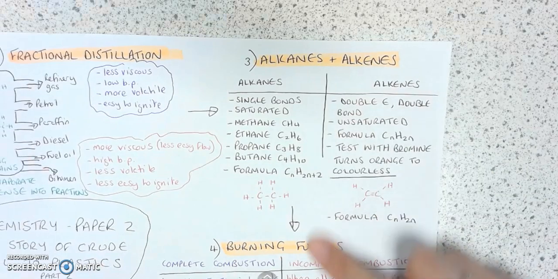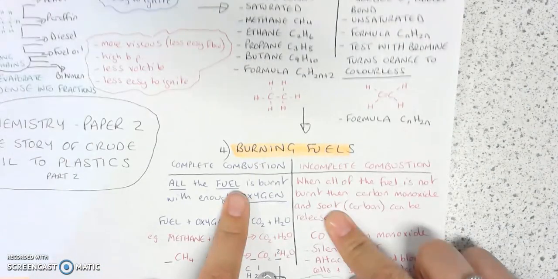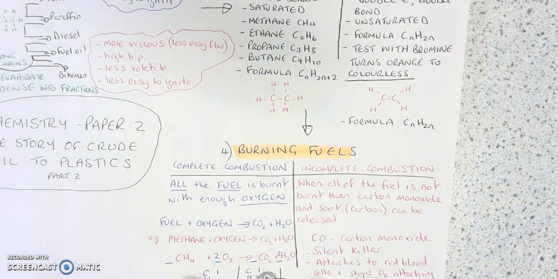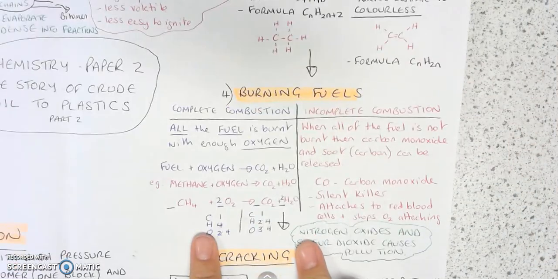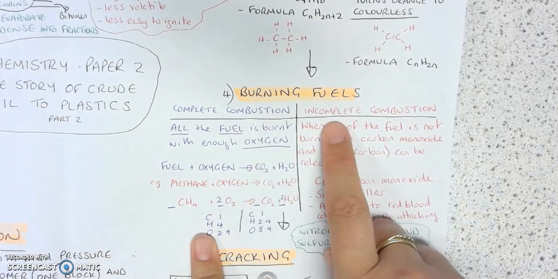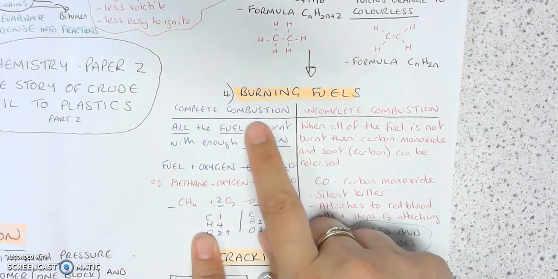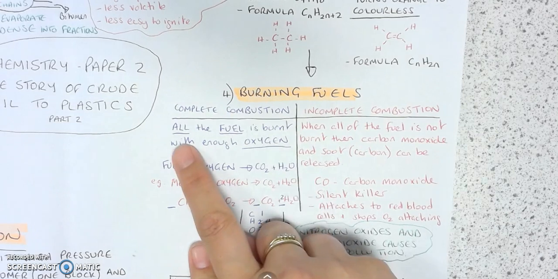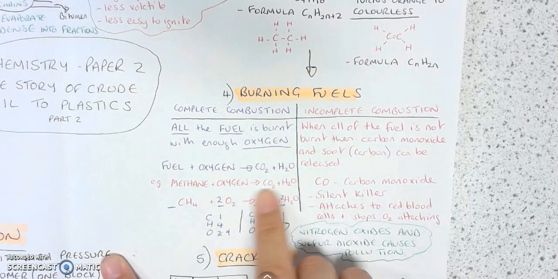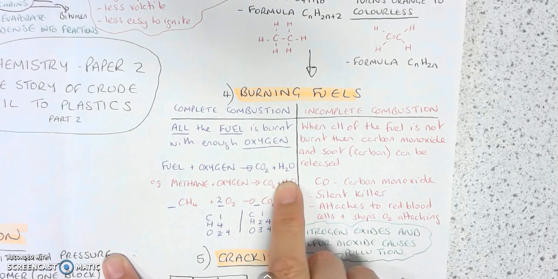Now, if I look at burning fuels, because now I'm looking at taking some of those alkanes and talking about how I can burn them to get the energy from them. You've got two types of combustion, which is a posh name for burning: complete combustion and incomplete combustion. If you're talking about complete combustion, all the fuel is burnt with enough oxygen, and the products you make are carbon dioxide and water.